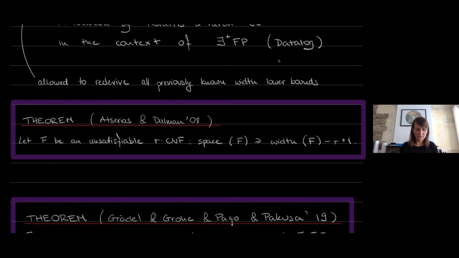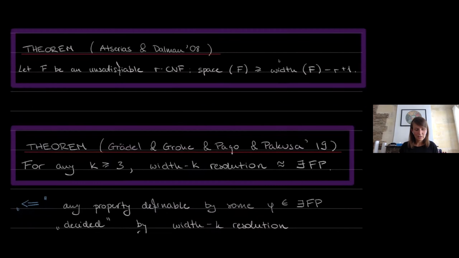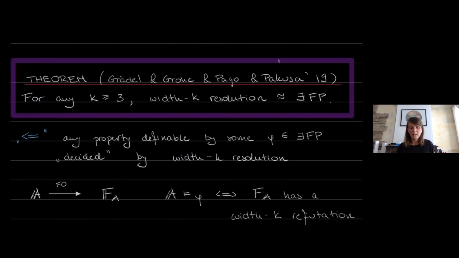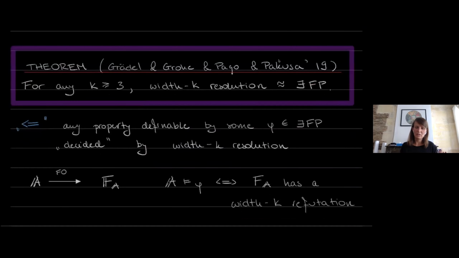That's basically it. Then much more recently, Grädel, Grohe, Pago, and Pakusa established a very close correspondence between resolution width and a slightly stronger logic. Here we have the existential fragment of fixed point logic, whereas before we had the existential positive fragment. What is interesting about this result, although it's not so important for lower bounds, is that they have a correspondence both ways.